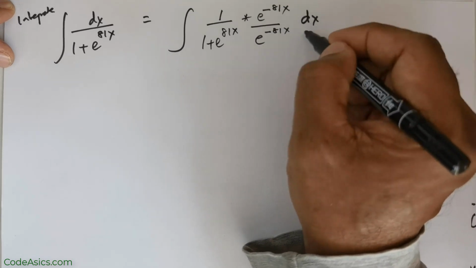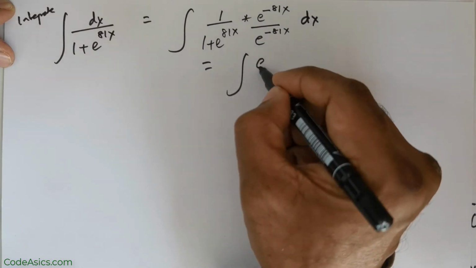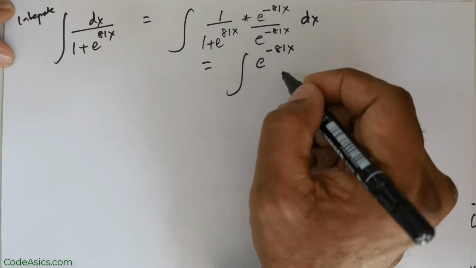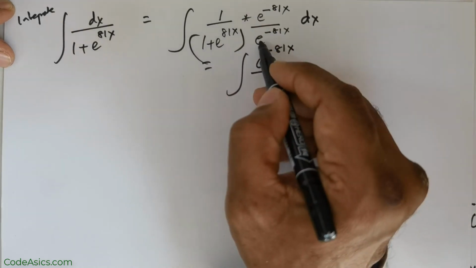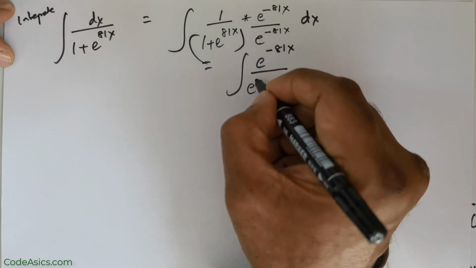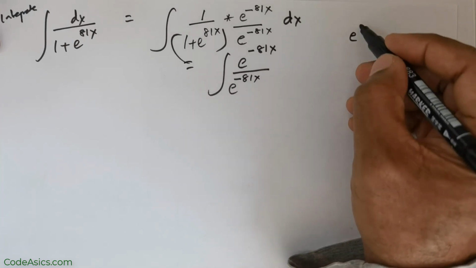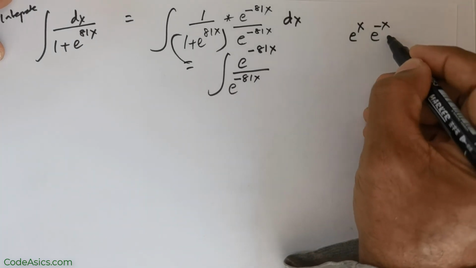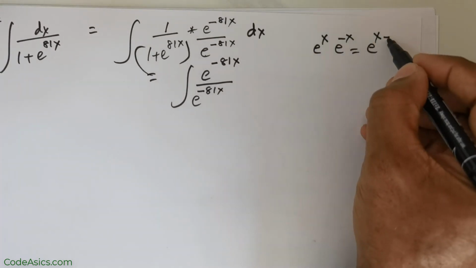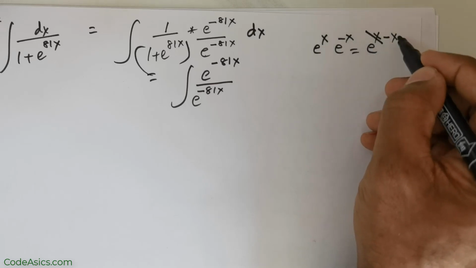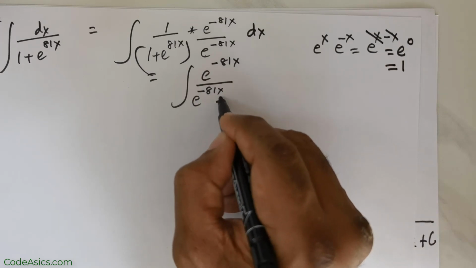The differential operator has to be placed. Now if you push it in, this is going to give you integral e raised to the power of negative 81x divided by, this is multiplied with e raised to the power of negative 81x. So this is going to give me e raised to the power of negative 81x. Now this is actually e raised to the power of x multiplied with e raised to the power of negative x, which is nothing but e raised to the power of x added with negative x. Positive x, negative x get cancelled, giving you e raised to the power of 0, which is nothing but 1. So you will have a 1 there.